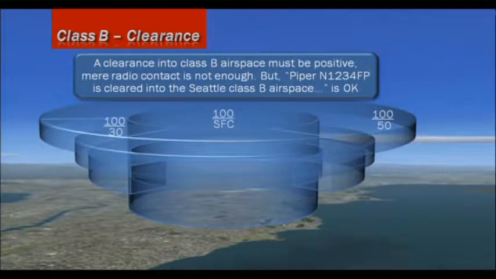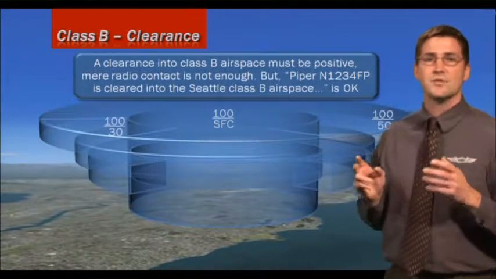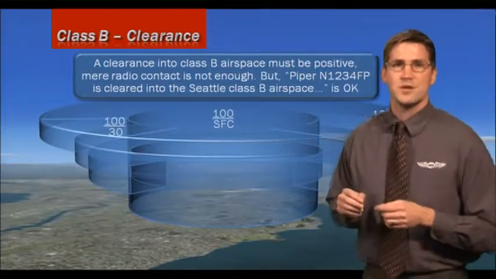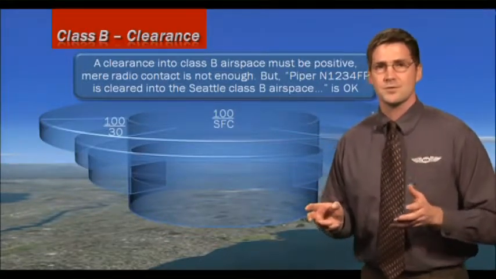You must advise ATC of your intended route and receive a clearance before you take off from an airport that lies inside Class B airspace. Note that ATC will often assign specific altitudes and headings for you to fly when you're in Class B airspace. You must comply with those instructions.